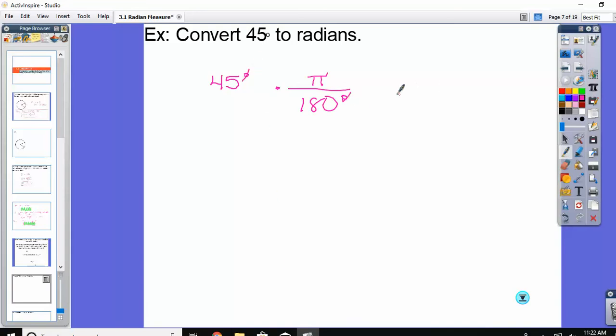Okay, the degrees cancel. If you type 45 pi over 180 in your calculator, you will get a decimal. Typically, we are going to leave things in terms of pi when we can. So what I want you to do is just type in 45 over 180. And let's just put that as a fraction in lowest terms. And we get pi over 4. So 45 degrees is equal to pi over 4 in radians.